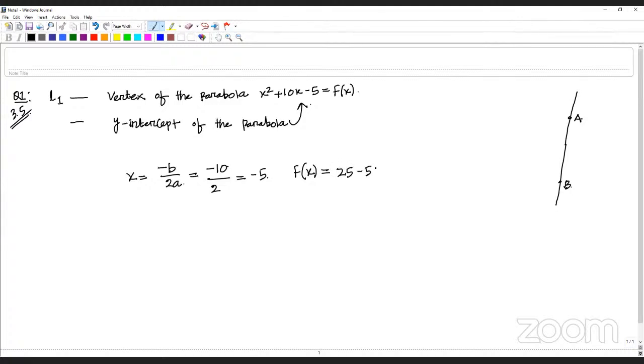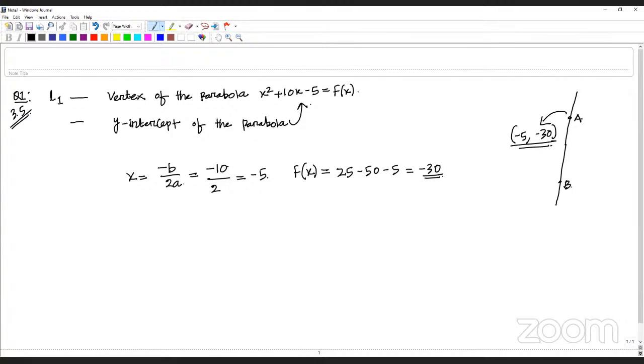minus 50 plus 5, so 25 minus 50 plus 5 is minus 30? Then I know this point is minus 5, minus 30, right? So next I just need to find the y-intercept of the parabola.